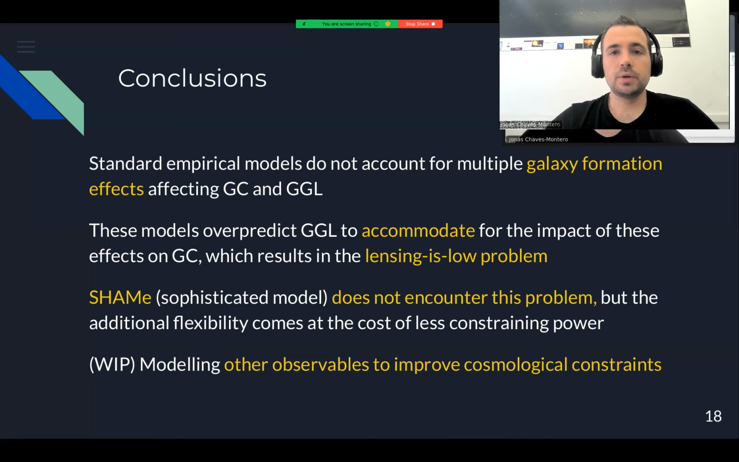Using a more sophisticated model like SAME, what we find is that there is no lensing slope problem, but this comes at the cost of losing some constraining power, because we need this additional flexibility. But in the end, this is not a bad result. What it means is that in order to get unbiased constraints on galaxy formation and cosmology, we need more sophisticated models, and because of that, we need additional data. And right now, we are working on improving the predictions of this model for additional observables and on fitting cosmology using all of them at the same time.